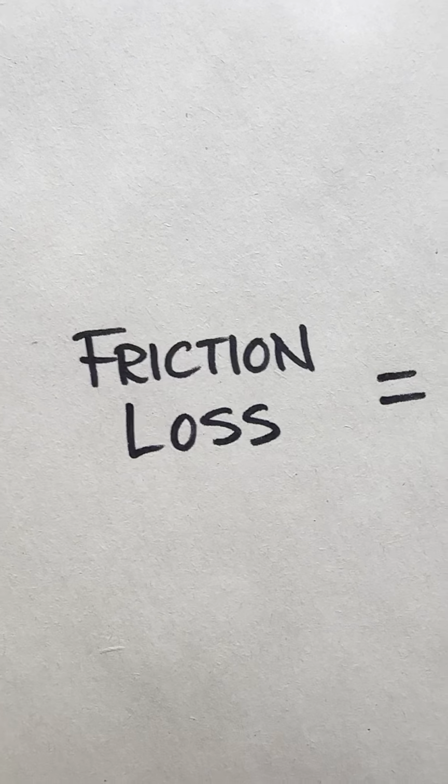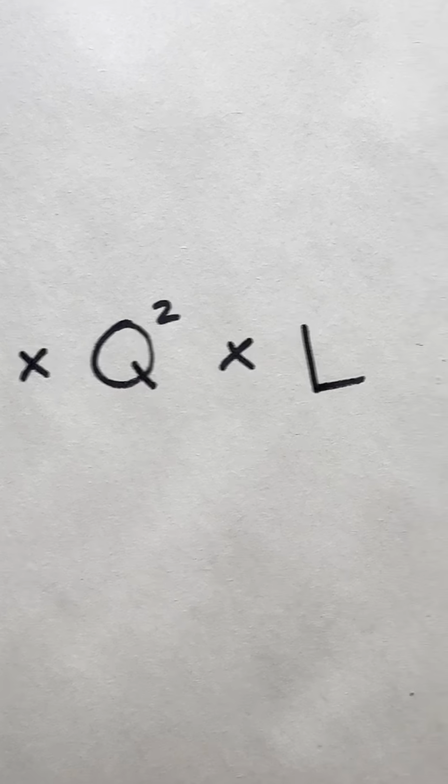It costs calories to walk, costs fuel to drive. For water traveling through a hose, it costs you psi. How much pressure we lose depends on 3 things: the hose itself, how much water we're pumping through, and the length of the hose. To calculate, we put those 3 things into an equation. Friction loss is equal to C times Q squared times L.